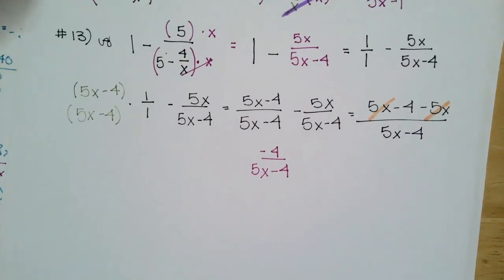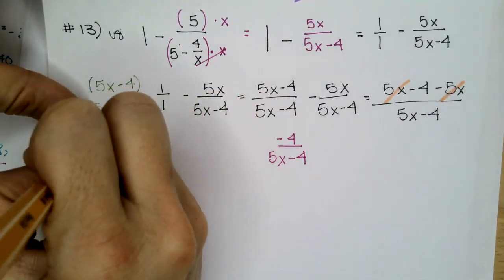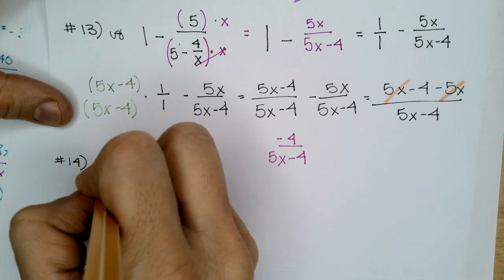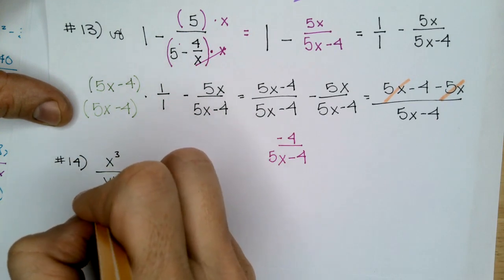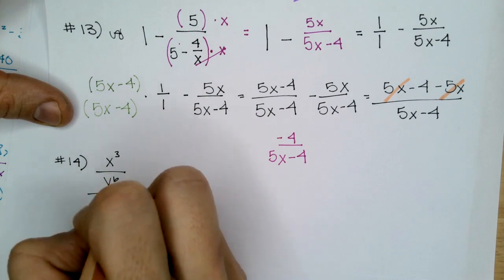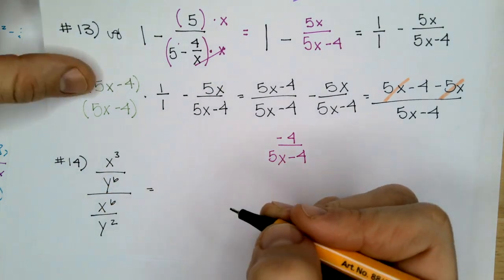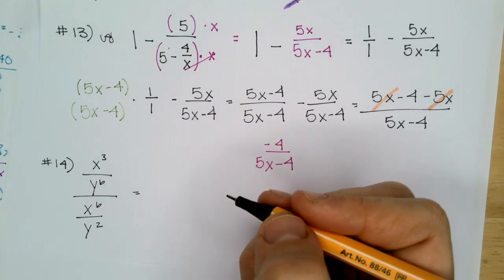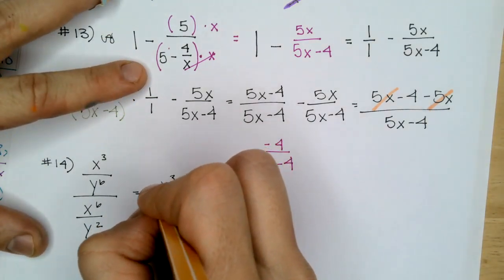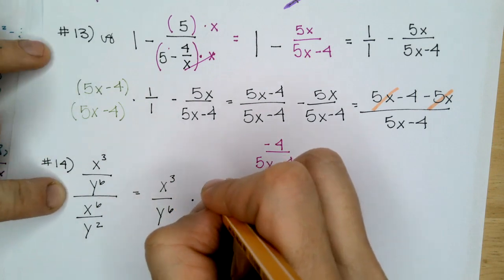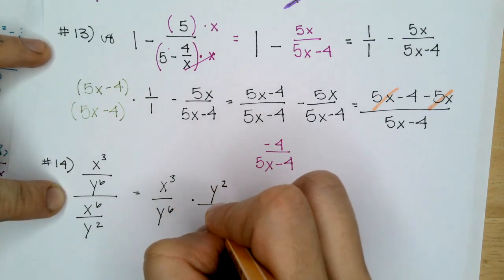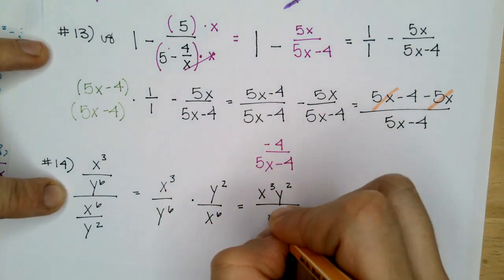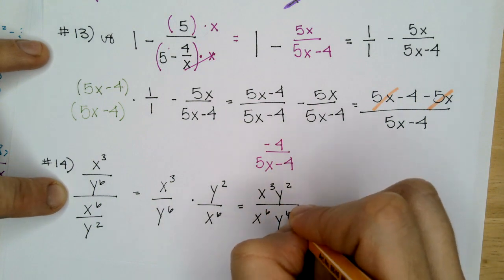Number 14, let's see if I can fit it on here. Number 14 is x to the third divided by y to the sixth divided by x to the sixth divided by y squared becomes, I think I'm going to flip it. Becomes x to the third over y to the sixth times y squared over x to the sixth, right? So then that's just x to the third, y squared over y to the sixth, x to the sixth. I'm just going to change the order.